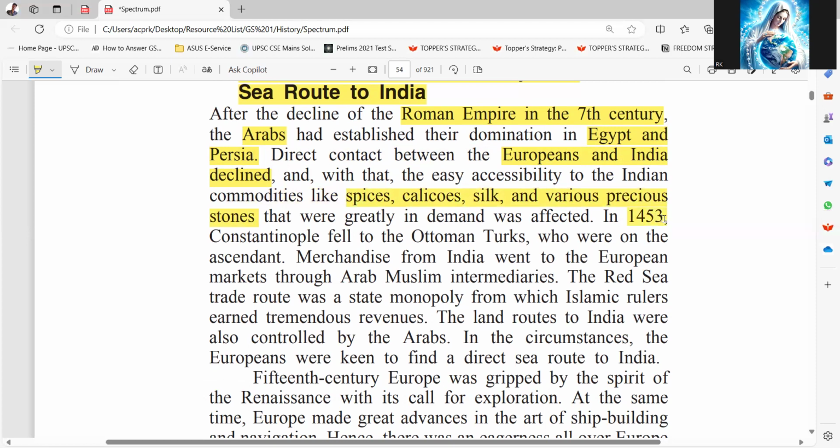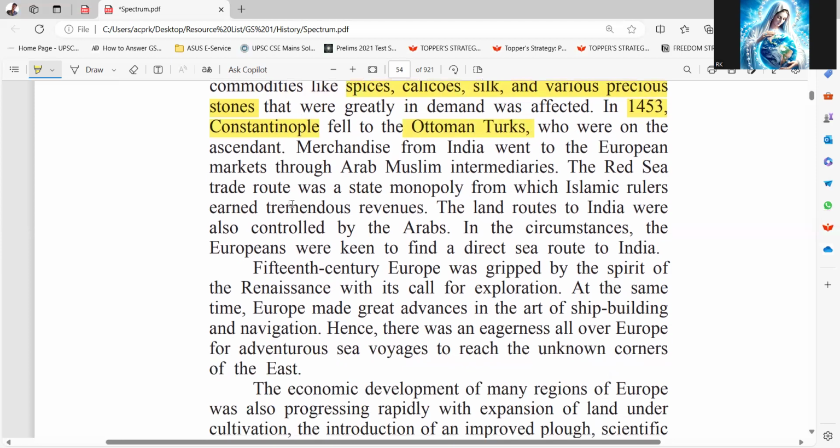In 1453, Constantinople fell to the Ottoman Turks, who were on the ascendant. Merchandise from India went to the European markets through Arab Muslim intermediaries. The Red Sea trade route was a state monopoly from which Islamic rulers earned tremendous revenues. The land routes to India were also controlled by the Arabs.